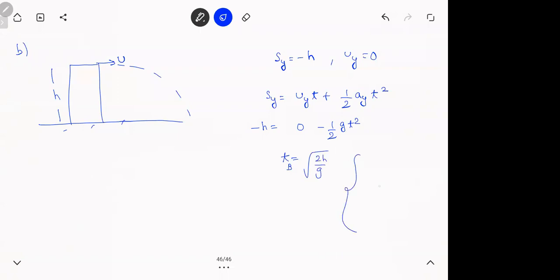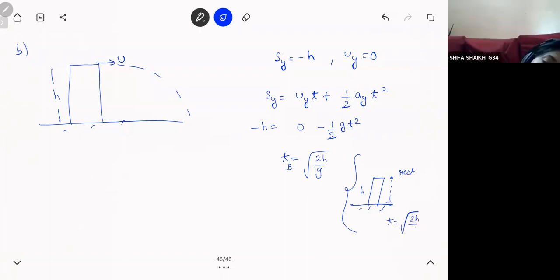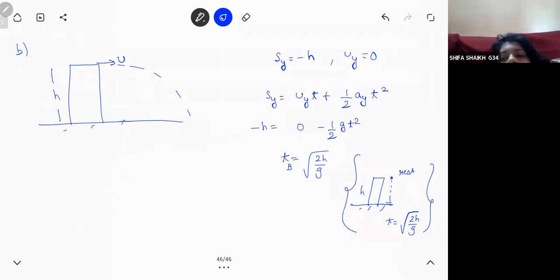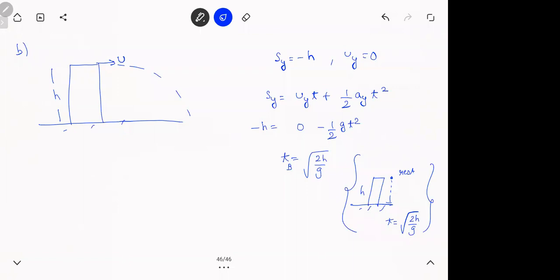If you can actually see the resemblance, this result is the same as for a particle dropped from rest. In 1D motion, the time of flight was root 2h by g. If a particle is dropped from a building from rest, it will fall to the ground in this much time. We did this in 1D. Okay, then you got the time of flight.